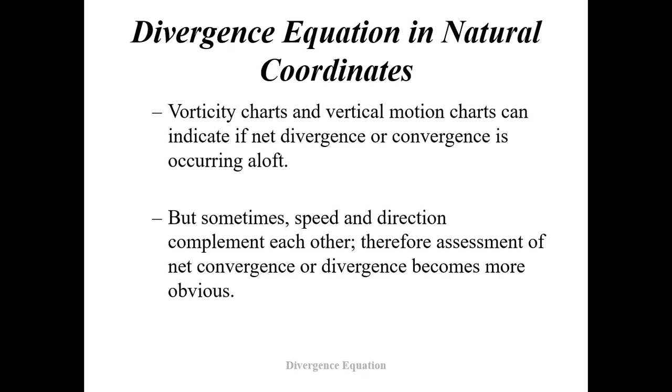Because if air is rising in the vertical, there's a good chance you have divergence aloft that is more dominant, and you're going to have low-level convergence, and most likely you can have stormy weather. Whereas if you have upper-level convergence, which is more dominant, you're going to have sinking air motion. As air sinks in the atmosphere, it dries and warms and results in fair or nice weather with high pressure at the surface. Sometimes the speed and direction complement each other, like I mentioned previously. Therefore, the assessment of net convergence or divergence becomes more obvious. And we did cover vorticity in that last video if you want to take a look at that.